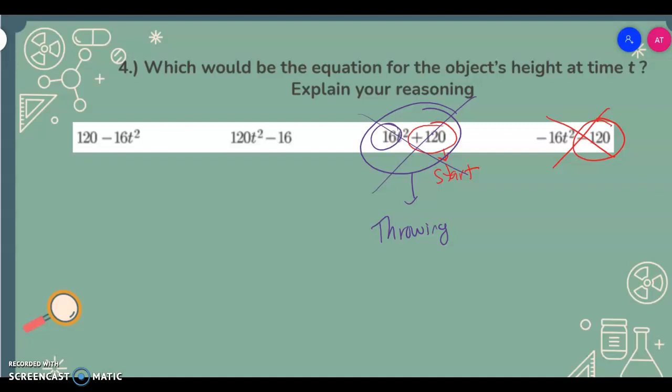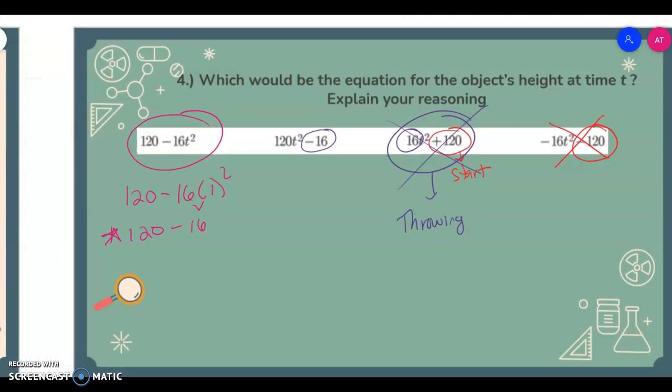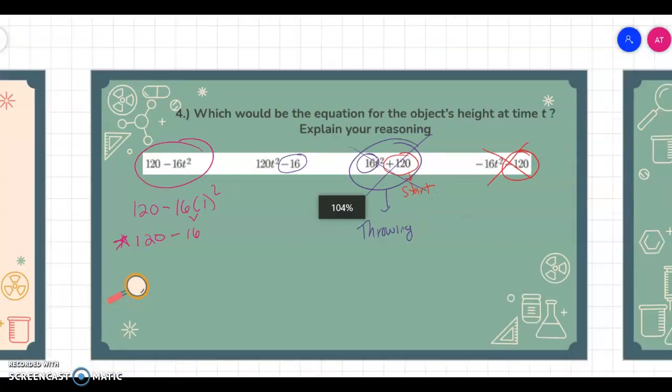So let's look at this one right here. I have 120t squared minus 16. I can instantly know this is not going to be it. Yes, it does have both of the numbers, and it does have the t squared, but we're not starting 16 feet below. These numbers are switched. So that means our equation for this is 120 minus 16t squared. And to prove it, I can take 120 minus 16 times, let's do 1 second, squared. 1 squared is 1, times 16 is 16. So essentially, what we have here matches what we did in our table. So that is the equation for when an object is falling. Whatever the height is, minus 16t squared. Keep this negative 16t squared in mind, especially for tomorrow.